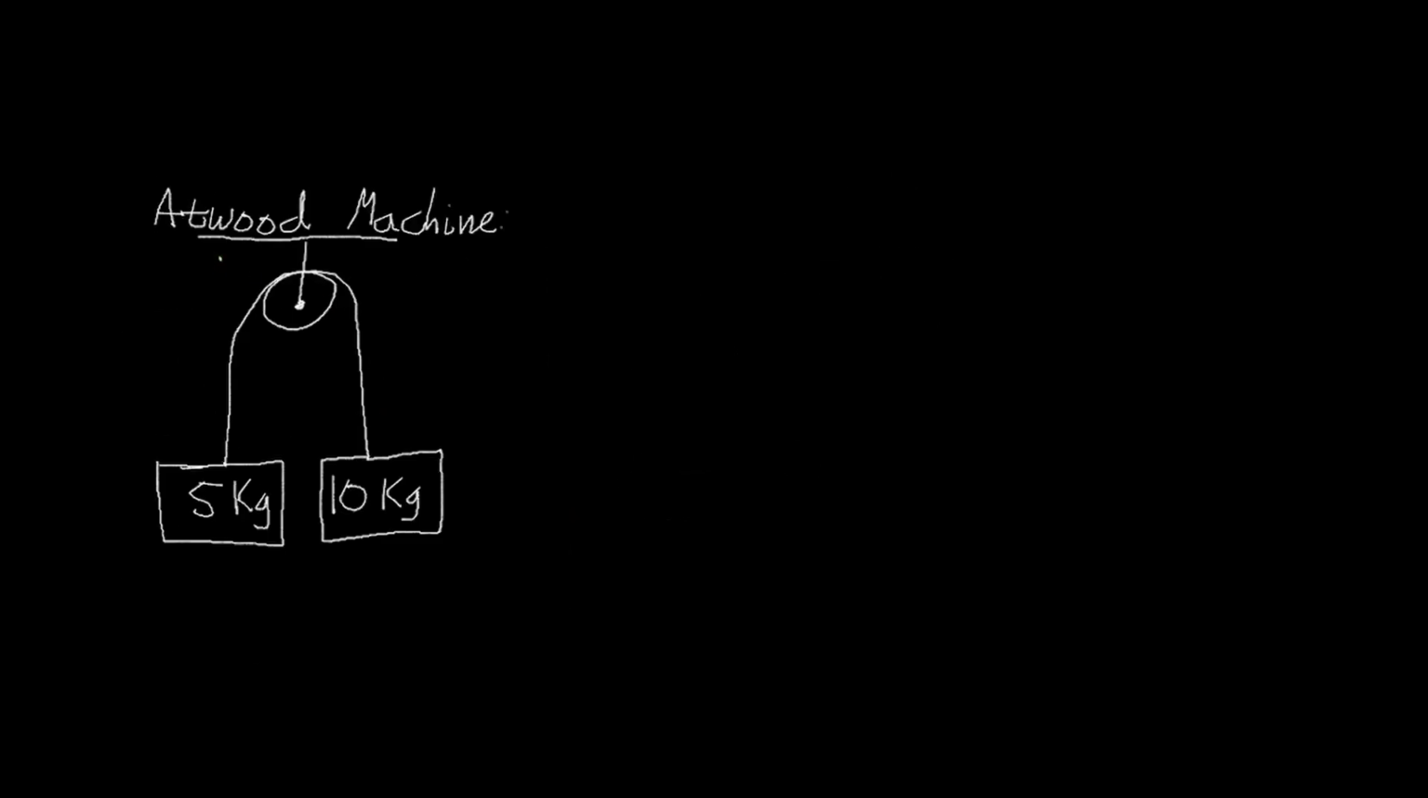For the acceleration of the system of an Atwood machine. So an Atwood machine is just basically a single pulley with two masses attached to it. And the first thing to do is realize that the Atwood machine is going to go in favor of the heavier mass. So we're going to call this direction positive. So first we focus on the 10 kilogram mass.